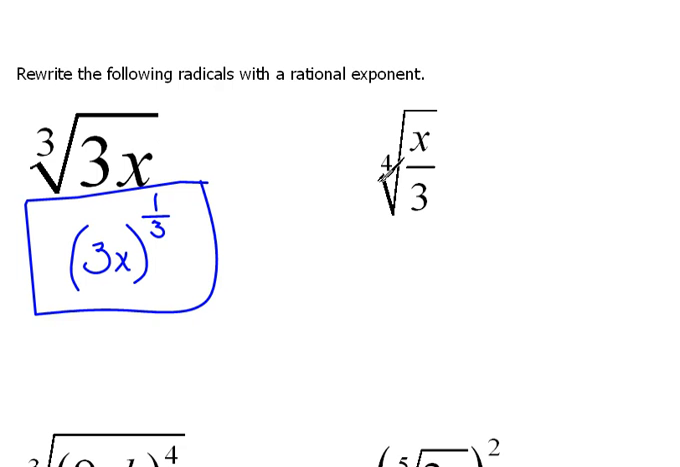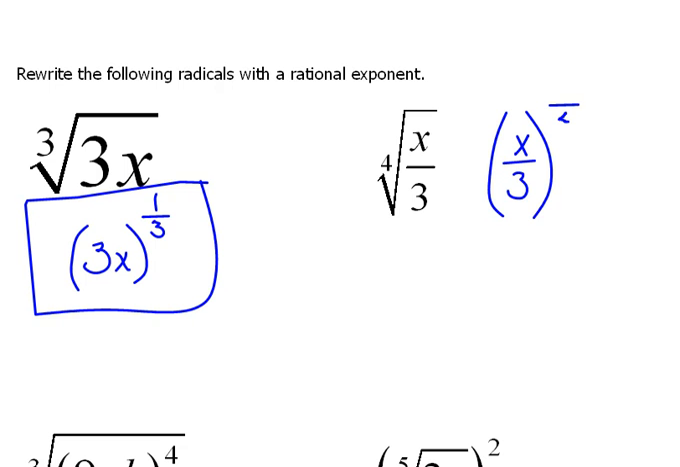Okay, here we have another one. We're dealing with the fourth root this time. The fourth root of x over 3. So our radicand is x over 3. We can rewrite that, instead of using a root, we can use a fractional exponent. So remember, the denominator is the index.